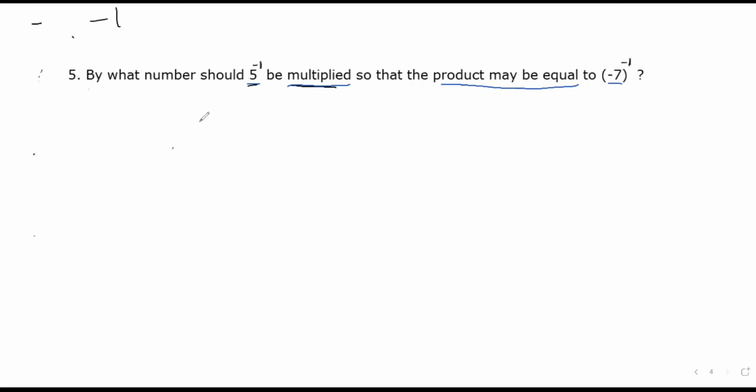We don't know which number should be multiplied, so let the number be x. So 5 to the power of minus 1 into x. They said to multiply, right? So that's what I have written, into x, and after multiplying, whatever the value is going to be will be equal to minus 7 whole to the power of minus 1. Okay, this is minus 7. So let us calculate to find the value of x.